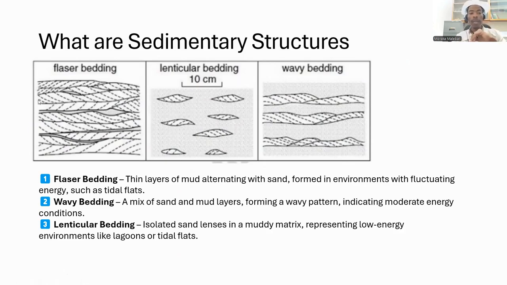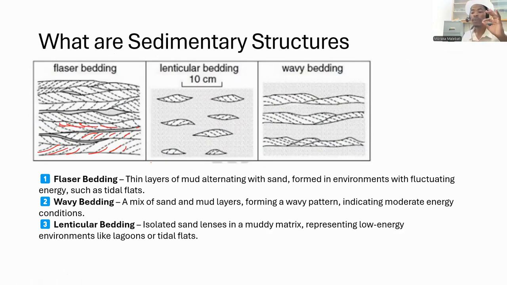Basically, in the Flaser bedding, we must see cross-laminated sand which contains mud streaks. If you check here, we see the cross-laminated sand.